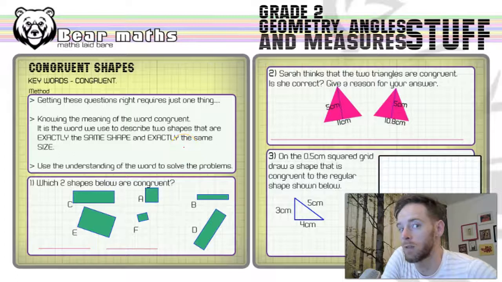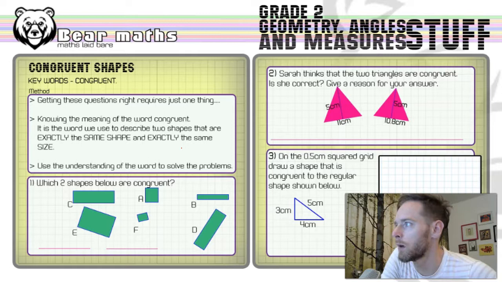Hi, this video is number 140. Congruent shapes. So the key word here is congruent. Congruent means exactly the same size, exactly the same shape. Don't know why we use that word congruent in maths, but we just do.